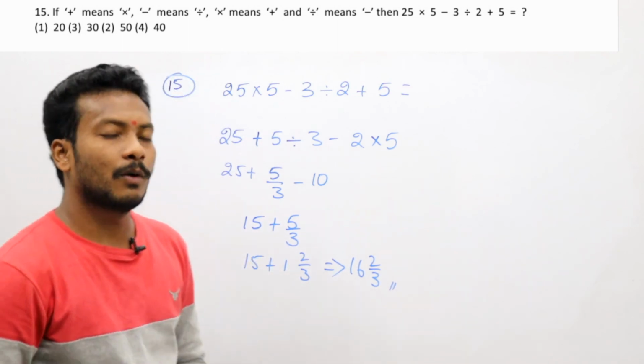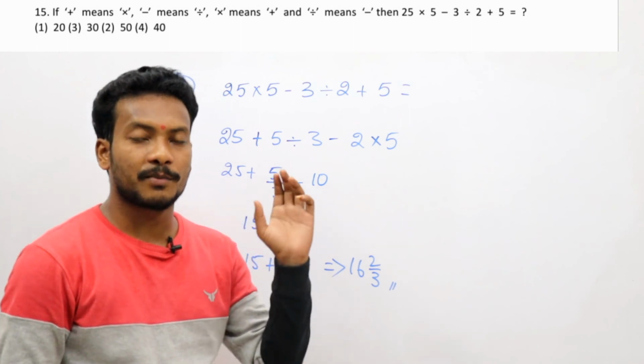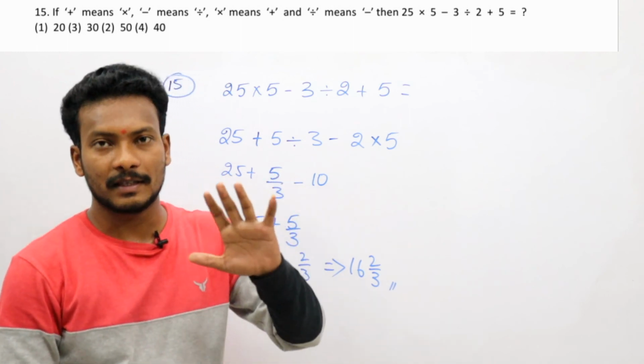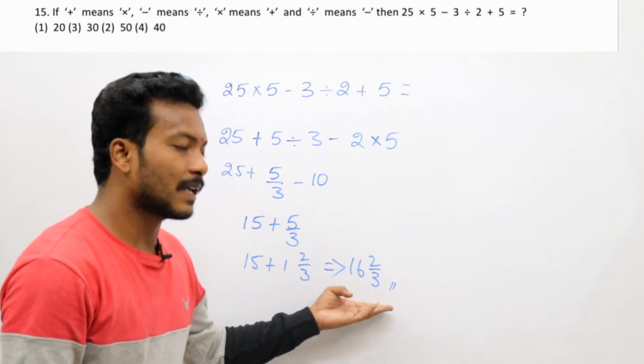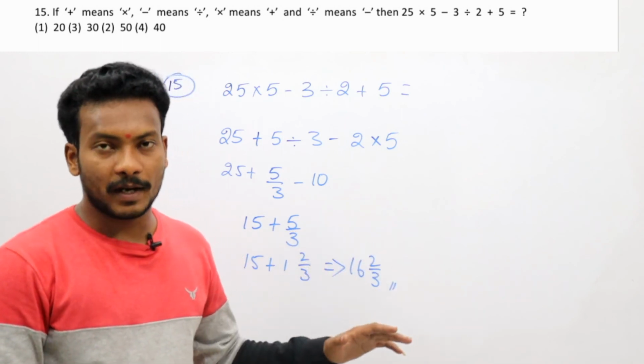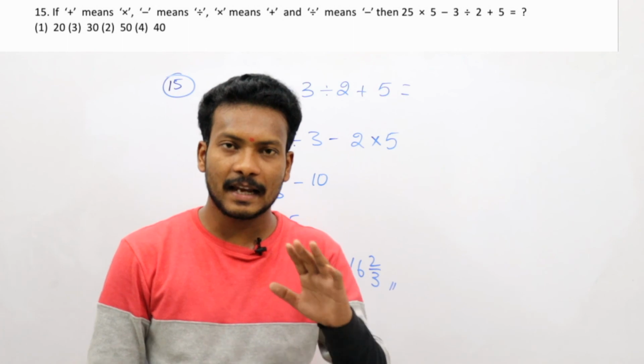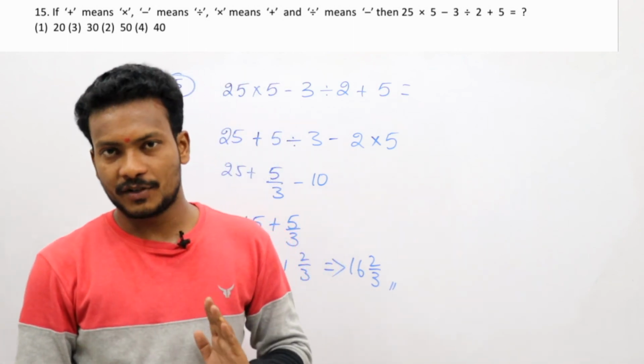Okay, only for the last question the options are changed. It is only a printing mistake. That's why I am giving the answer as 16 2 by 3, our required answer. Okay, is there still any doubt? You can ask in the comment section.